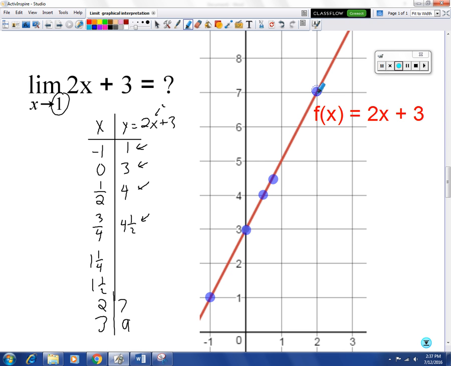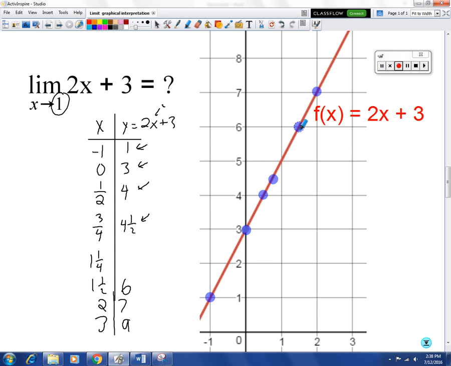Alright, 1 and 1/2 is the same as 3 halves. 2 times 3 halves is 3, plus 3 is 6. So our y value would be 6. So at 1 and 1/2, we have an answer of 6.